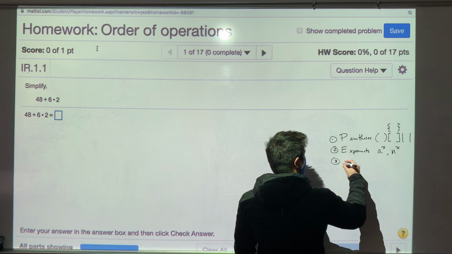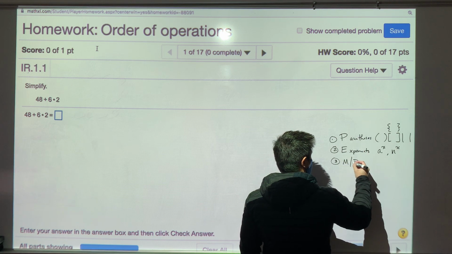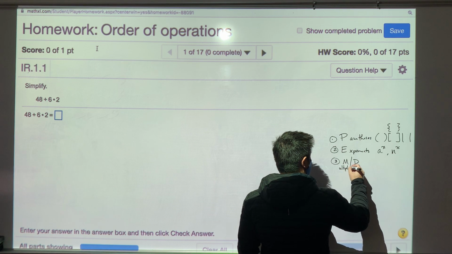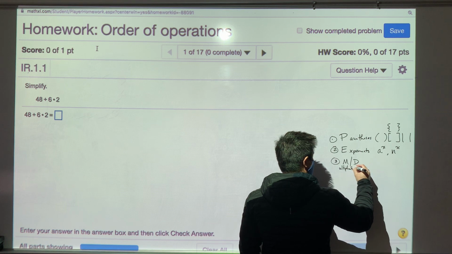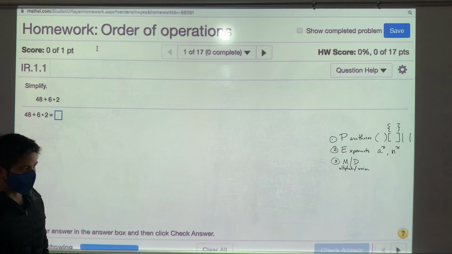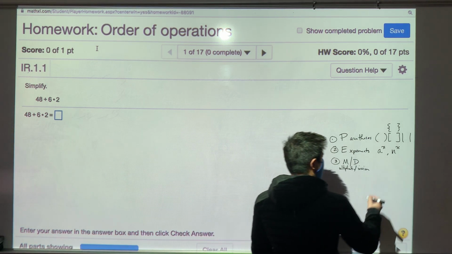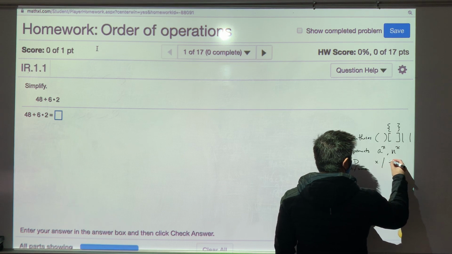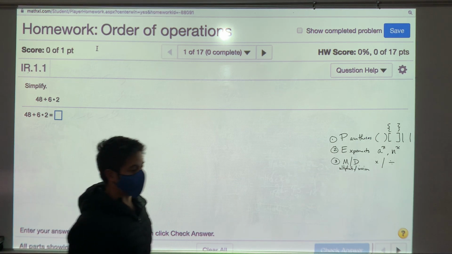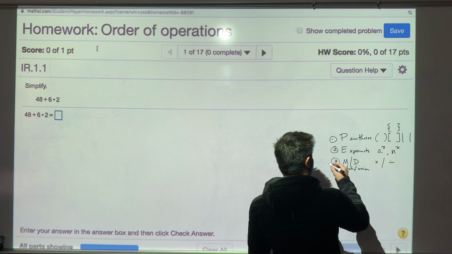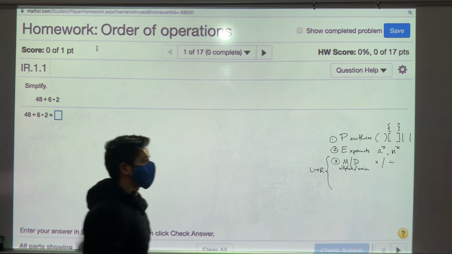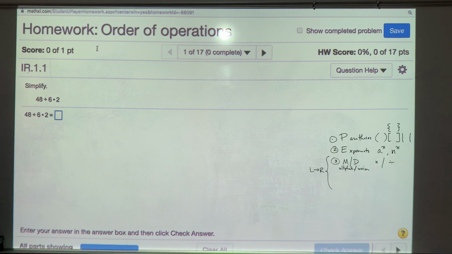The next thing, multiplication, division. Now, a lot of times when we think of multiplication and division, we think that multiplication has to come first or division has to come second. That's not necessarily true. So when we multiply or divide, there is something that's very important to note, and that is always when you see multiplication and division, we will always work left to right. Now that's in the event that you see lots of multiplication and division side by side.